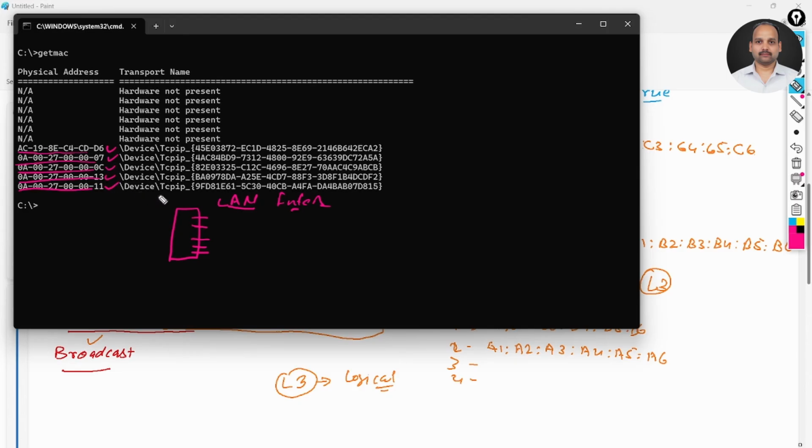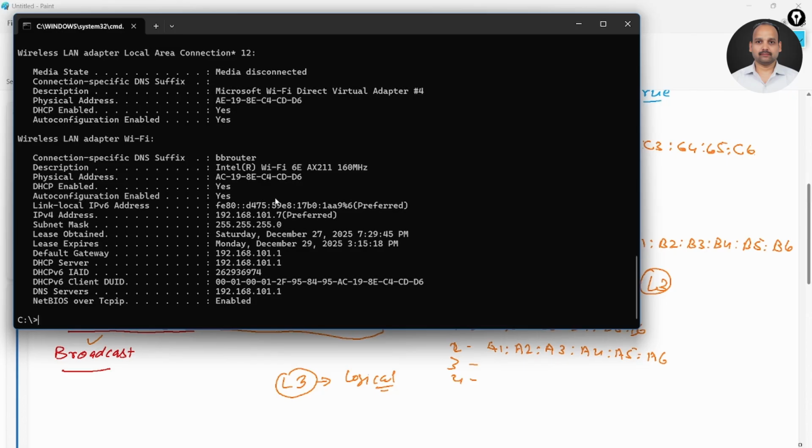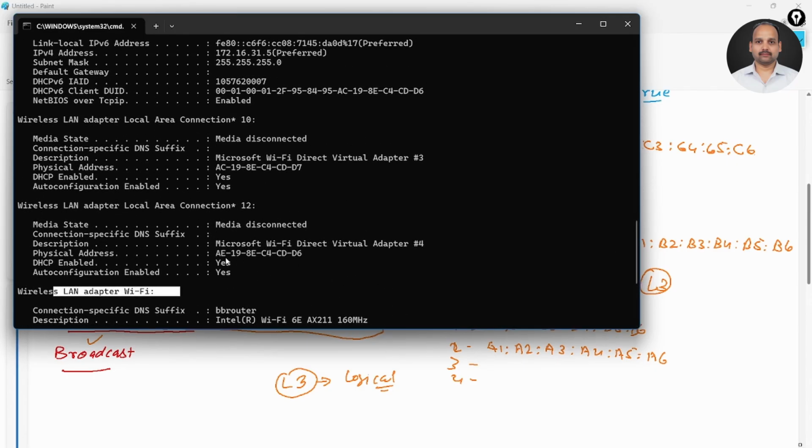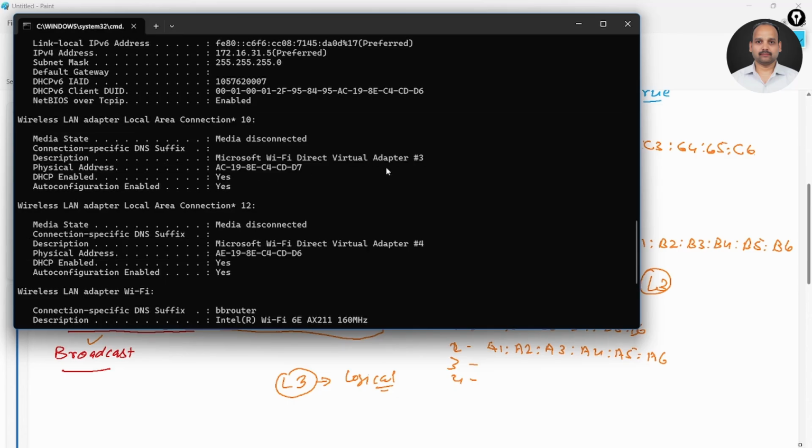Also, sometimes if you want to see more, you can check one more thing, like ipconfig. If you want to see ipconfig /all, in that, for every interface, you can see what is the MAC address of my Wi-Fi interface, what is the MAC address of my other interface. Based on the interface, it will show the MAC address.